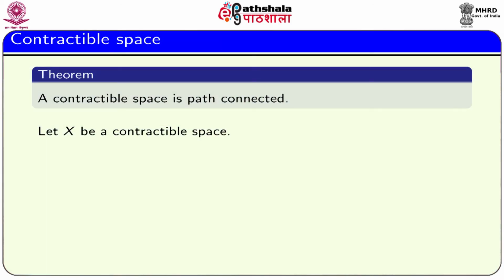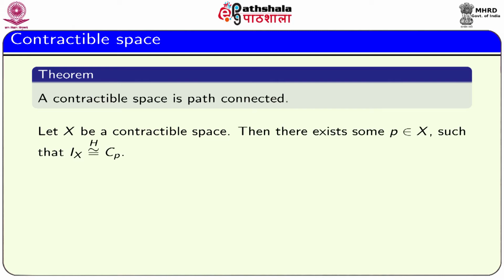Now, we show a very important theorem, and we feel that it should be that a contractible space is path connected. Now, if I start with a contractible space capital X, then by the definition of contractibility, we must have a point P in capital X such that the identity function on the space capital X, that is I_X, should be homotopic to the constant function C_P, and we denote that homotopy by capital H.